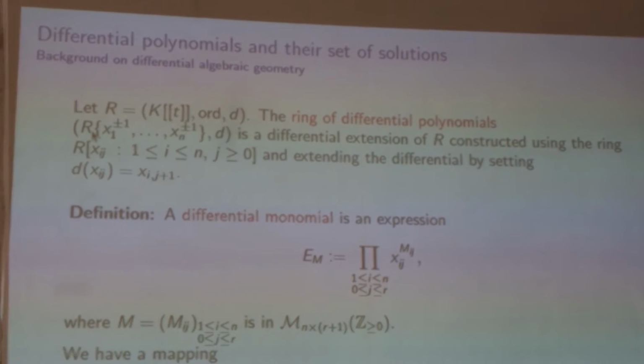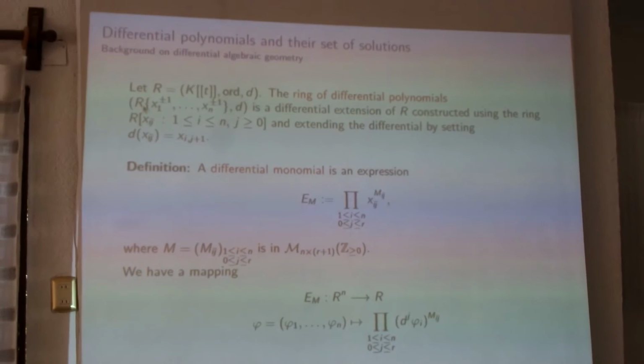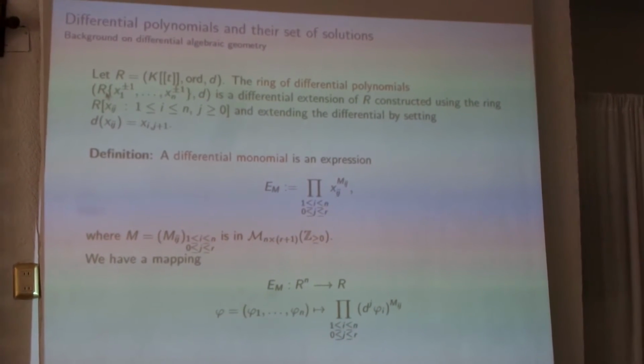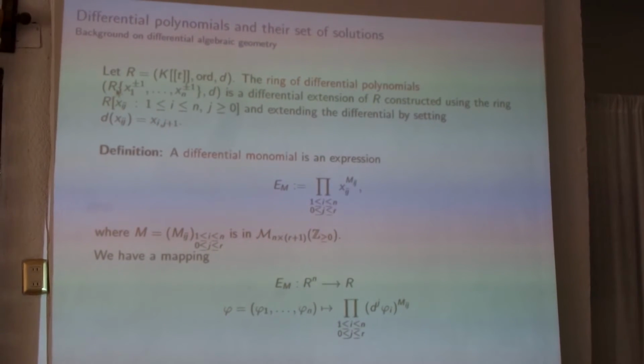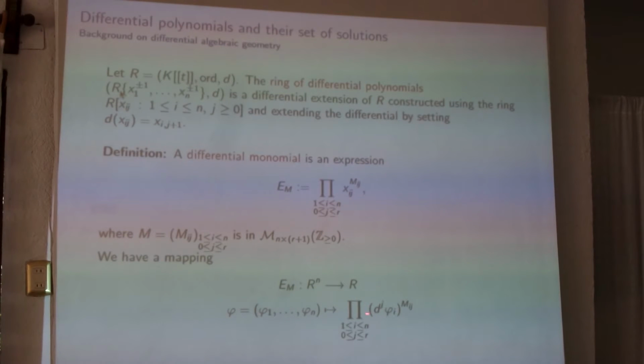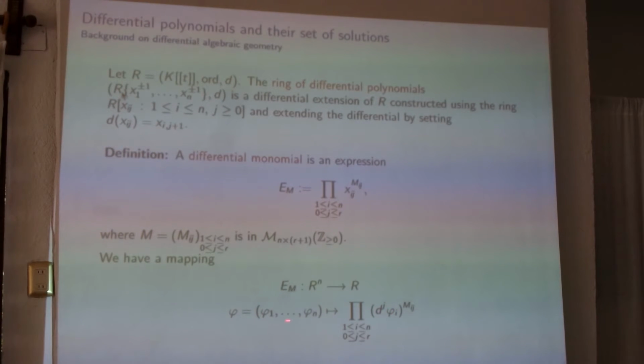So each differential monomial induces a map from the n-fold product of the ring to the ring, just by putting in this x_ij variable the j-th differential of the i-th element here. So this gives us a map from here to here.